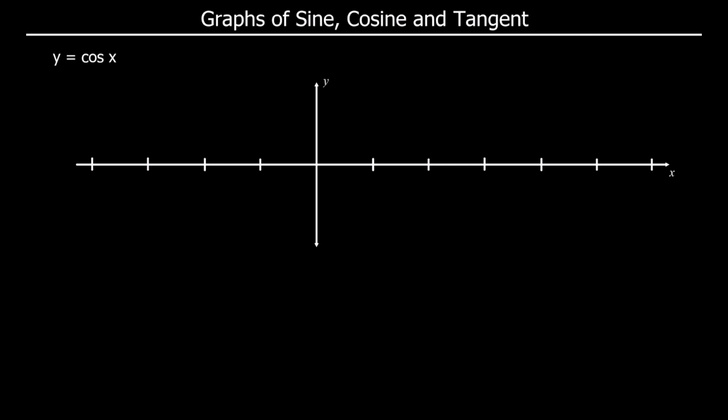The cosine graph is very similar. It goes between 1 and -1 as well. But the cosine graph starts at 1. So it starts at 1, it then goes down through 90. It's at -1 at 180, and then back up at 270, and it's back at 1 at 360 degrees.